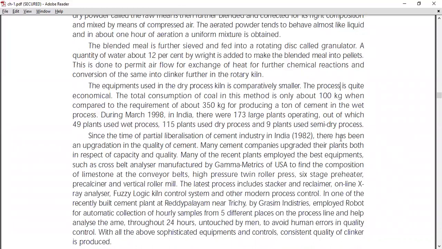The equipment used in the dry process kiln is comparatively smaller. The processing is quite economical. The total consumption of coal in this method is only about 100 kg, compared to the requirement of about 350 kg per ton of cement in the wet process. During March 1998, in India, there were 173 large plants operating, out of which 49 plants used the wet process, 115 plants used the dry process and 9 plants used the semi-dry process.